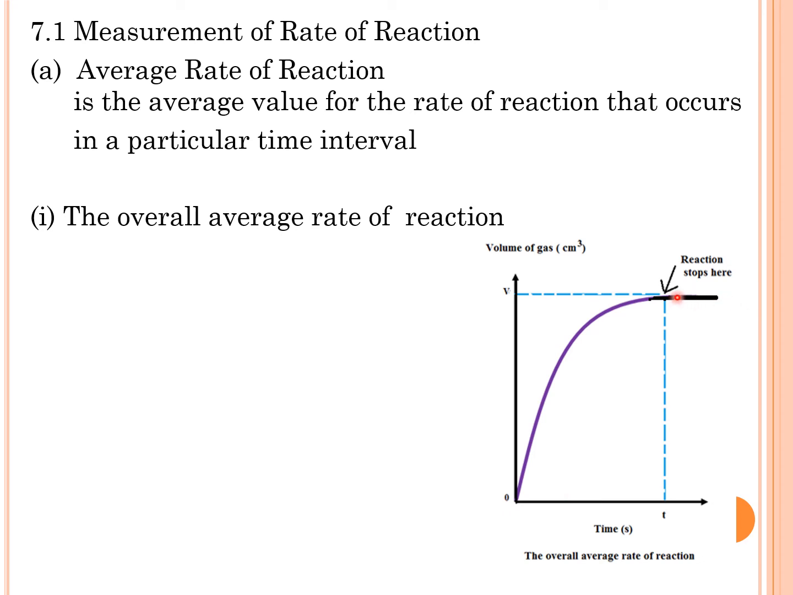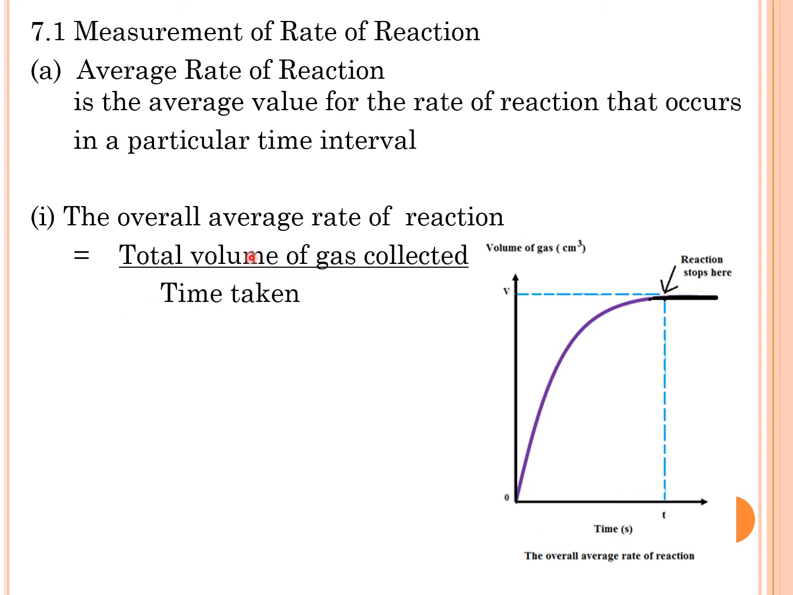So sepatutnya you ambil masa bila reaction berhenti. Once the reaction stop, the first time where the reaction stop, take that time for the calculation of overall average rate of reaction. Okay, for example, kita ada V kat sini bahagi dengan T. T ialah masa, baca dekat X axis. V pula volume of the gas, baca dekat Y. So, V bahagi dengan T. Cik, macam mana nak tahu unit ni? Senang saja. You tengok ni, centimeter cube bahagi dengan second. Itulah unit kita. Okay, V bahagi dengan T.